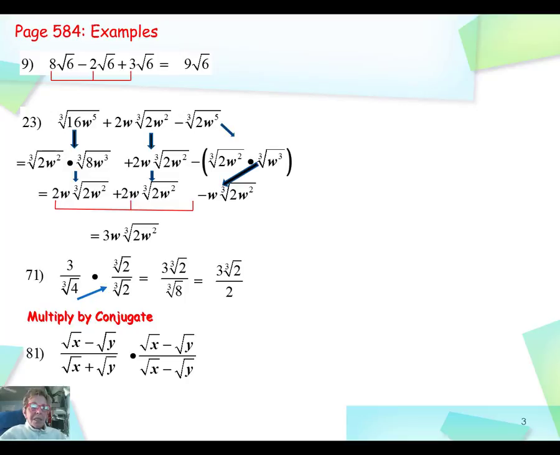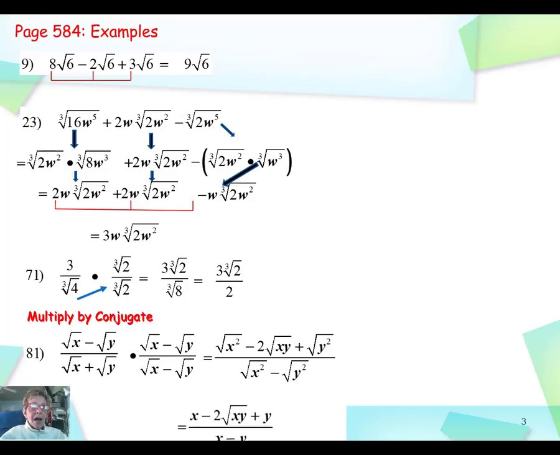Now we have the sum and difference, so that's the reason we chose the square root of x minus the square root of y as our conjugate. And we'll FOIL the top, and you see what we get in the numerator. And look at the denominator. Now we have the square root of x squared minus the square root of y squared.